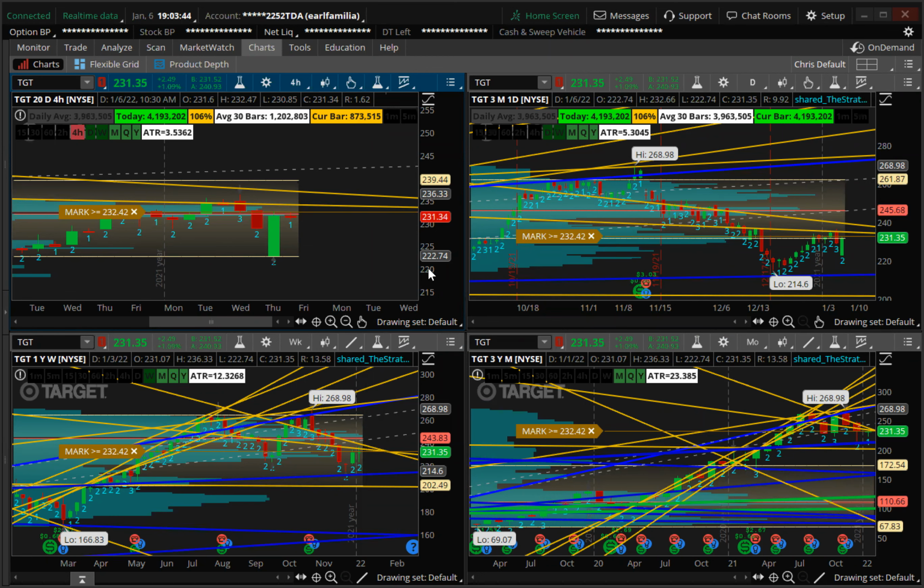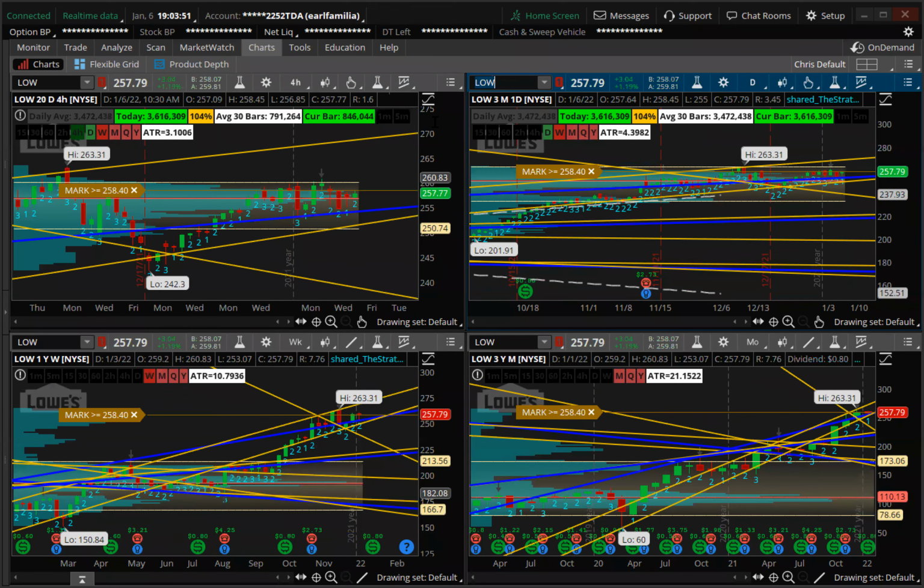Levels for Lowe's and Cat. Levels for Lowe's were, I didn't have a 4-hour trigger. I had a daily trigger, and that was above 258.45. It's entry level, or above that, I should say.